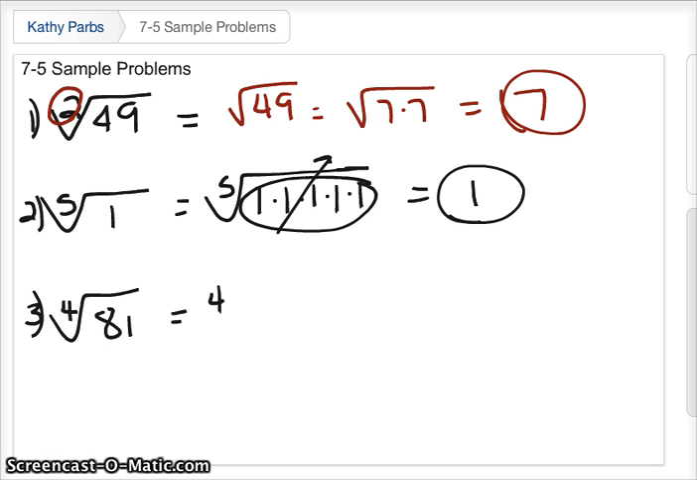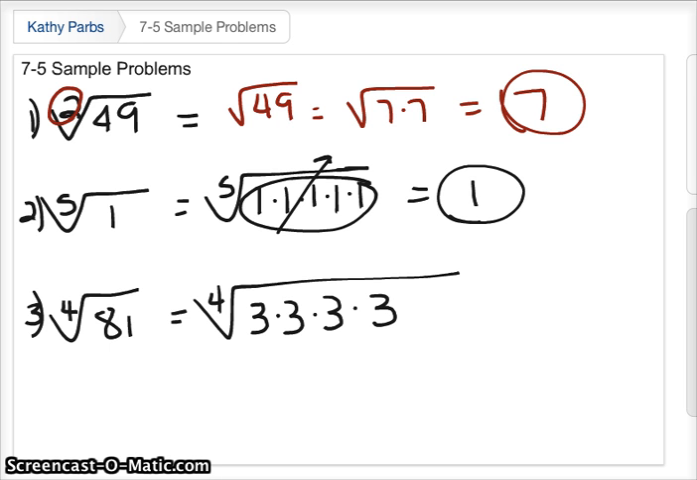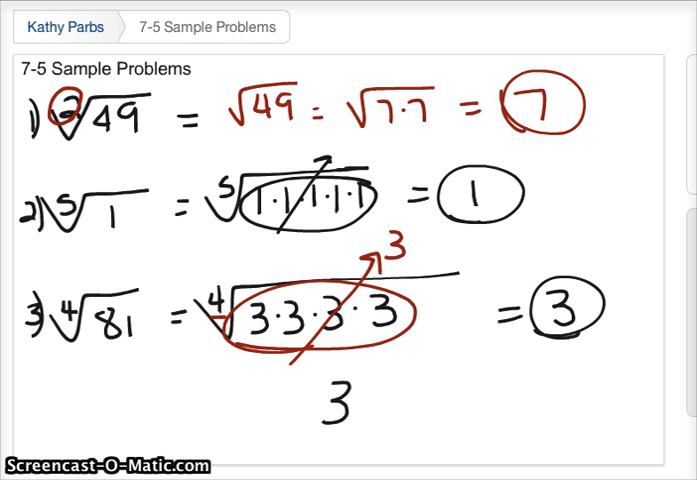The fourth root of 81, if we divide that out, we know that 3 times 3 is 9, times 3 is 27, times 3 is 81. The index tells us we're looking for a group of 4. So here are 4 3s, so we take out 1 3 and get rid of the group. And the answer would be 3, because 3 to the 4th equals 81.